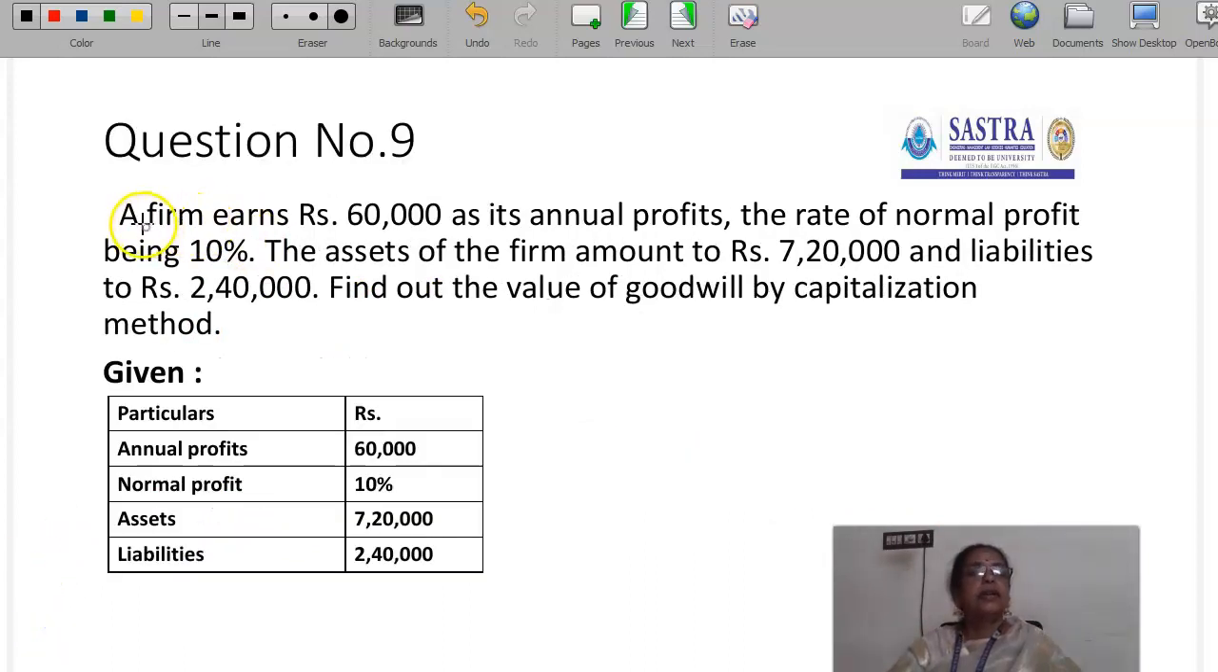Then this is the question. A firm earns rupees 60,000 as its annual profit. The rate of normal profit being 10%. Assets of the firm is 7,20,000. Liability is 2,40,000. Find out the value of goodwill by capitalization method. What is the information given in the problem? Annual profit is 60,000. Normal profit percentage is 10%. Then assets is 7,20,000. Liabilities is 2,40,000.